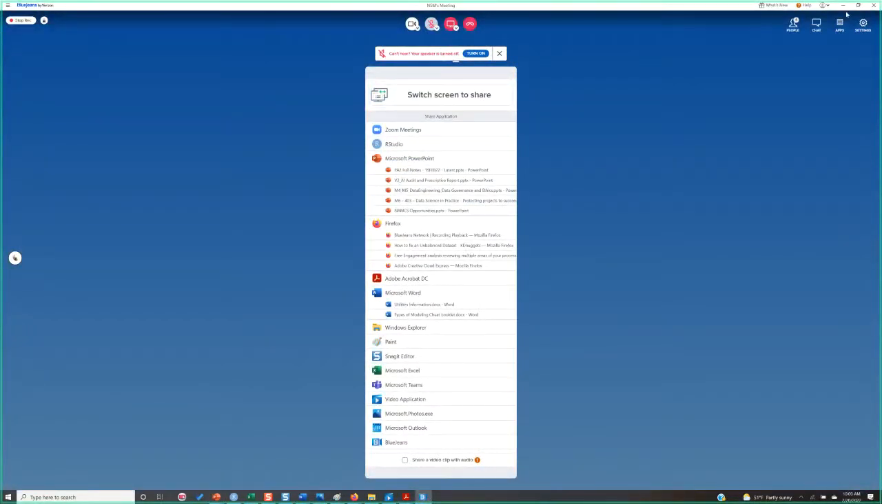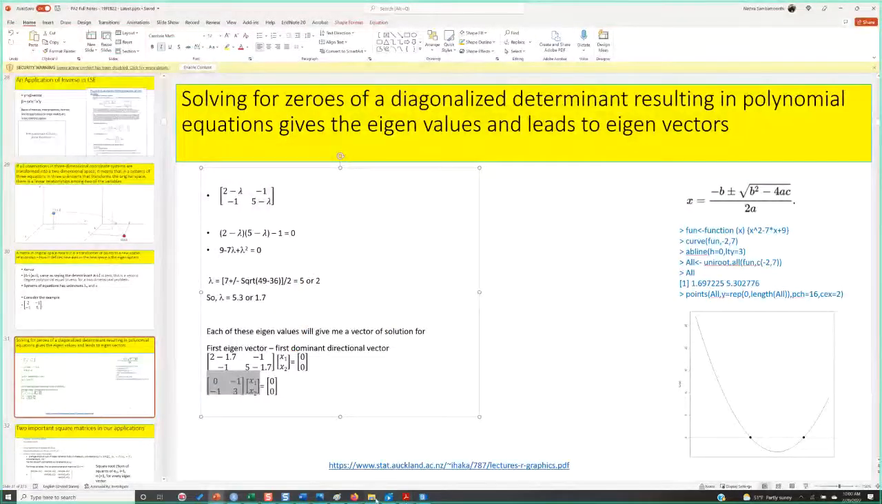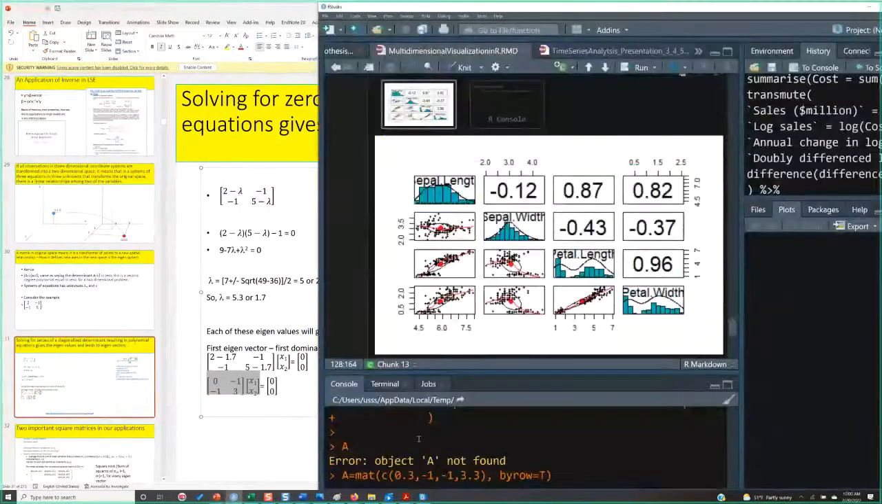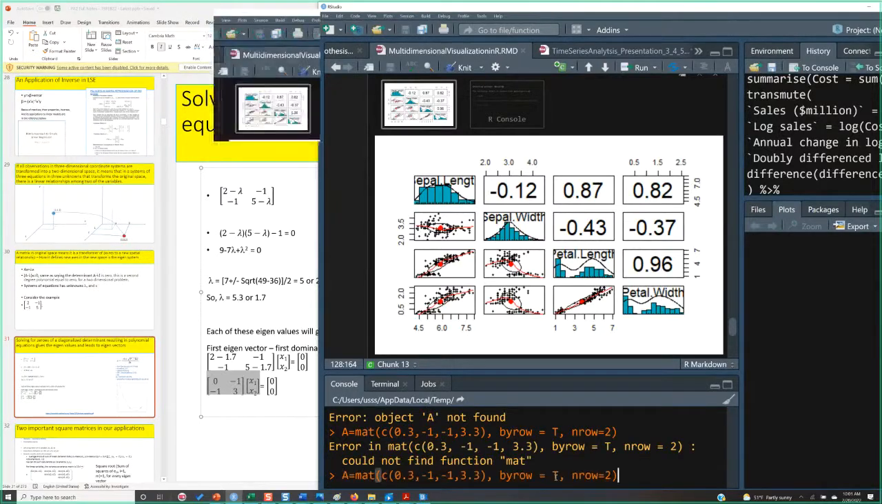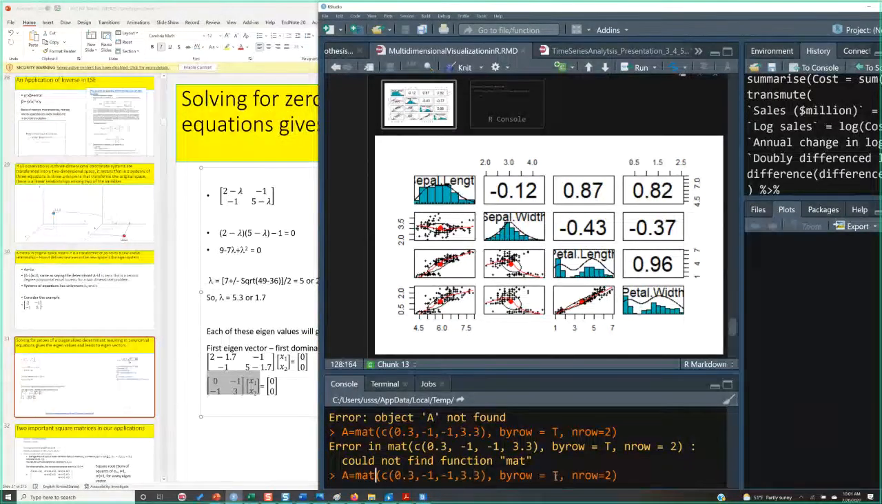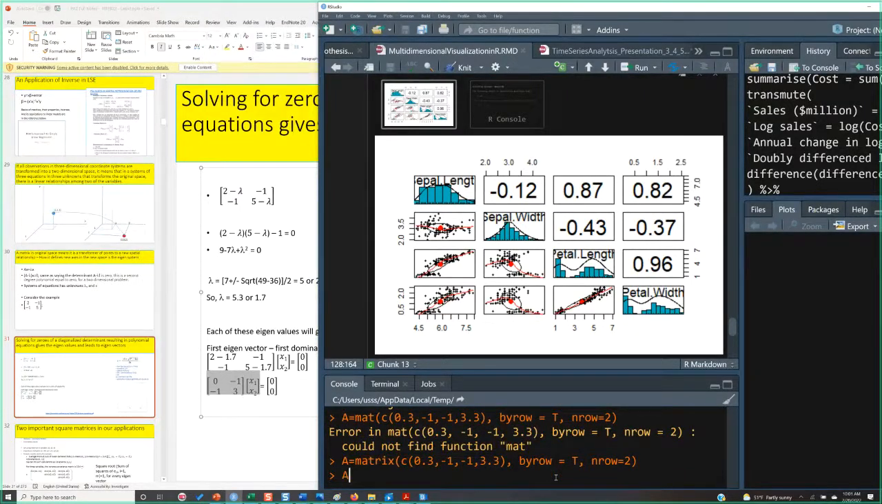Good point. Nonetheless, it's a very interesting point to think about, the way you said it. So this is what it is. By row is equal to TRUE. I think we have to say by row. I don't know why it didn't come, but let's see. And then I have to say nrow is equal to 2. It's not matrix. Okay. So if I do this, A is this.